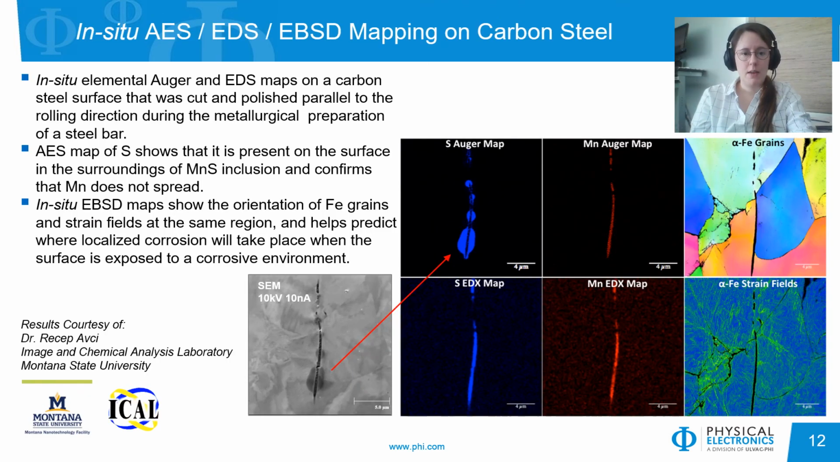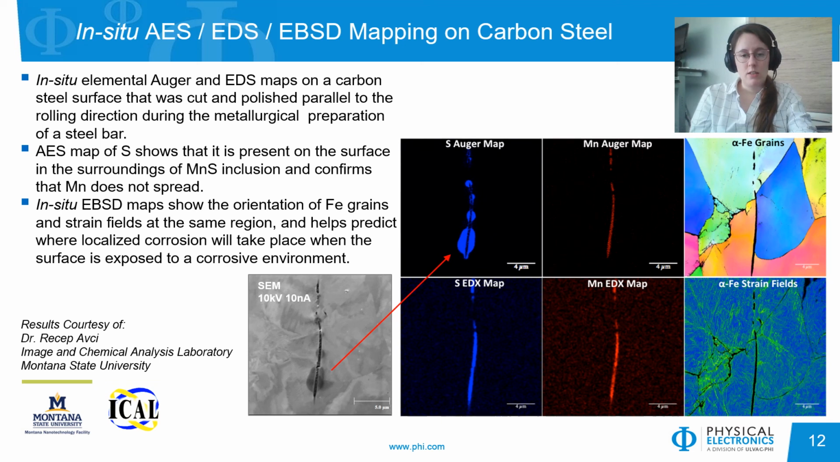In this last example, I would like to show the complementary nature of Auger, EDS, and EBSD. And this is on a carbon steel sample. In this carbon steel sample in the SEM image, we were seeing some of these darker areas in the SEM, and we wanted to chemically characterize those features. In Auger, we see the sulfur distribution is spread out a little bit more than it is in the EDS map. And this actually corresponds to this dark area we're seeing in the SEM image.